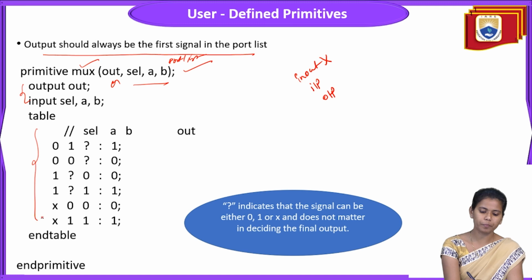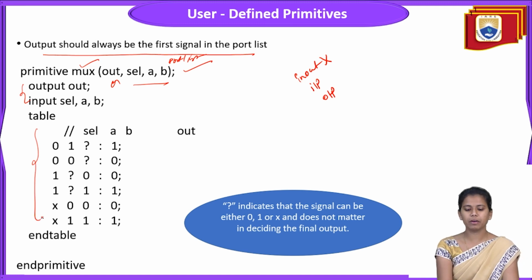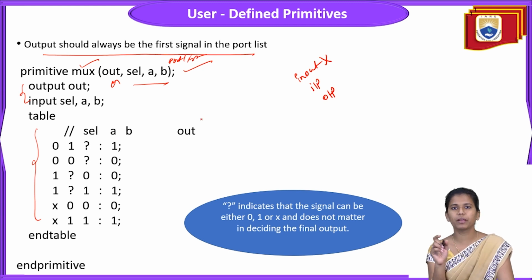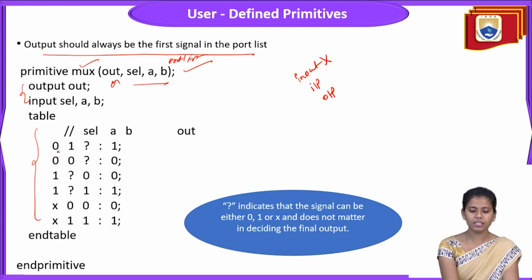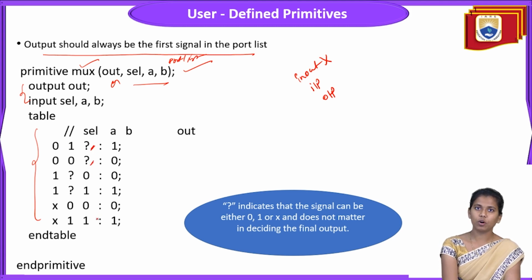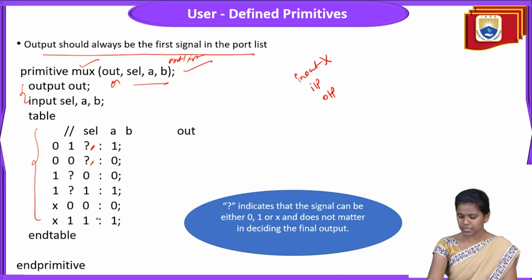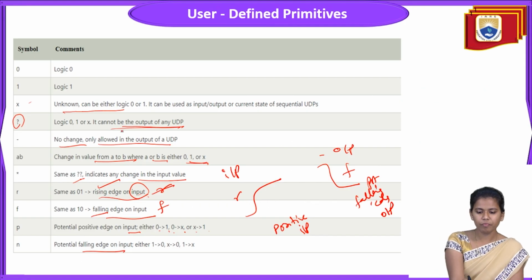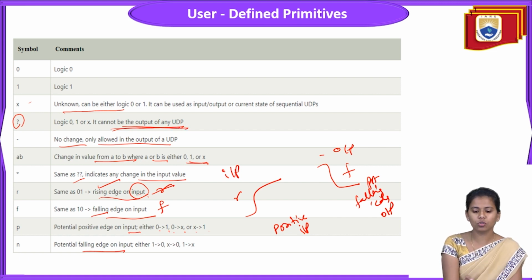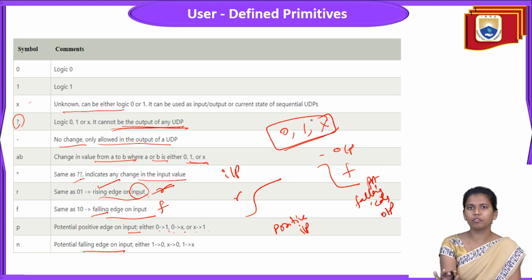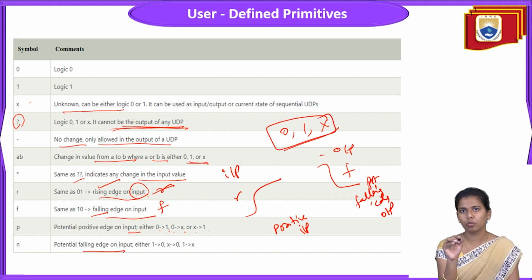Then coming to the table. This particular table is about selection A and B as the inputs, and the output. For this multiplexer, there is a combination, right? Here it is 0, 1. You might have observed a question mark. What does the question mark say? The question mark says that it cannot be the output of any UDP. The output could be either 0 or 1 or X. Other than this, if you see any kind of output, then we represent it with the question mark, right?